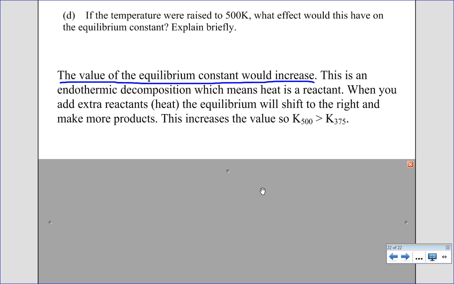So, to make sure we understand why: as an endothermic decomposition, that means heat is a reactant. So when you add extra reactant, heat, the equilibrium shifts away from that side. If heat is a reactant, it'll shift to the right to make more products. So we're going to increase the value because K is figured out by products divided by reactants. K at 500 is greater than K at 375.